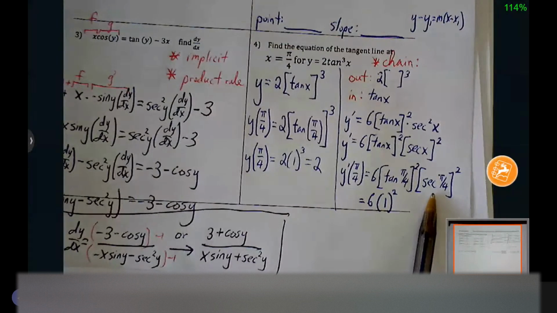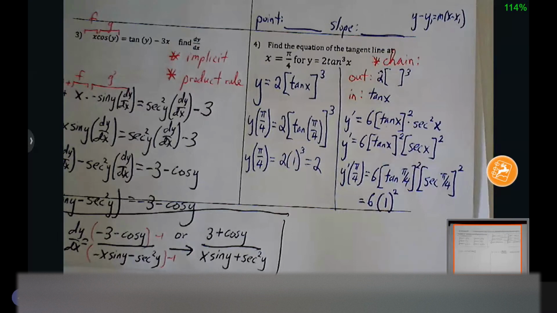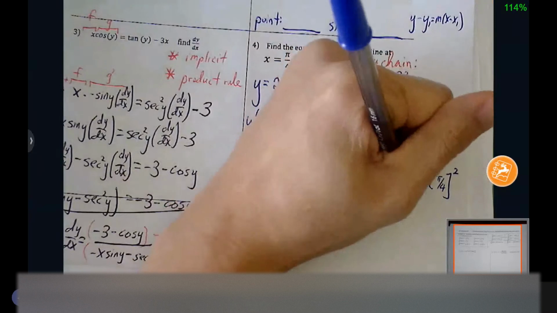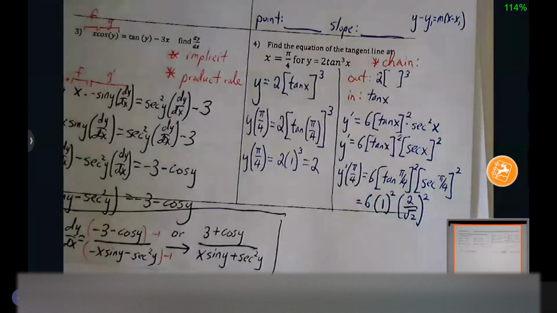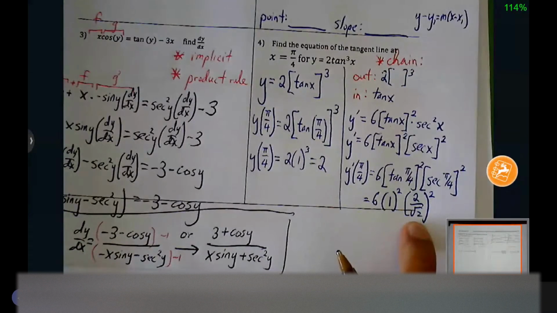I like to think in terms of sine, cosine, and tangent. I know secant is related to cosine. So what's cosine of pi over 4? It's going to be root 2 over 2. So if my cosine is root 2 over 2, then my secant is just the flip version of that. Right? Okay. Square everything inside. I get 4 over 2, which is 2. 2 times 6 is 12.